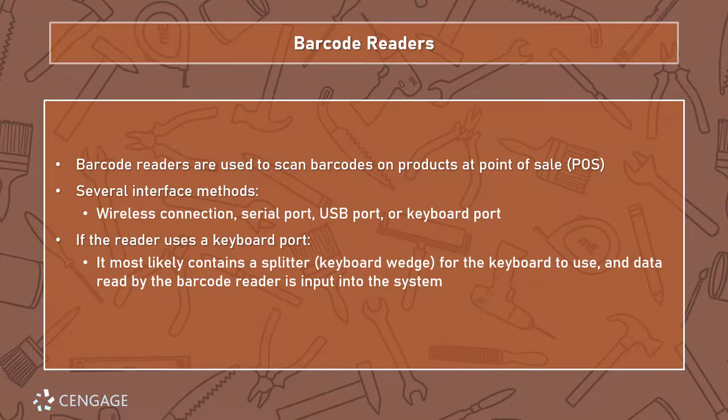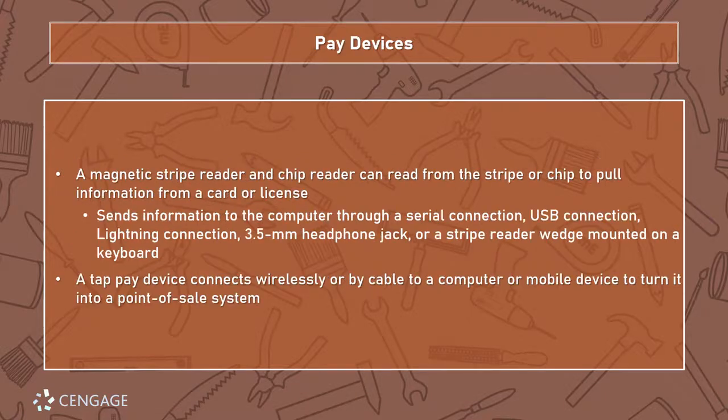If you have a keyboard port to attach your reader, it usually is going to be a splitter system, especially if it's not USB, if it's PS2, and data will be read by the barcode reader as something like a normal Unicode character that would be used by the keyboard. So it'll bring stuff in and translate it that way.